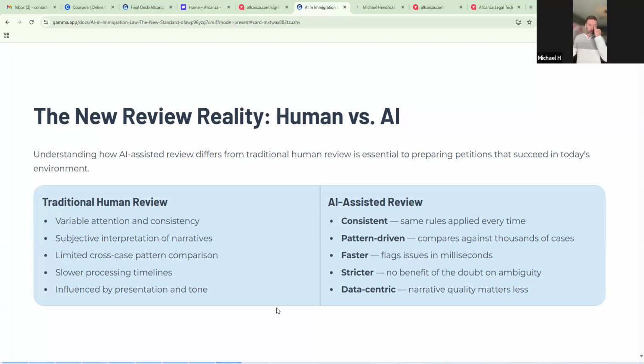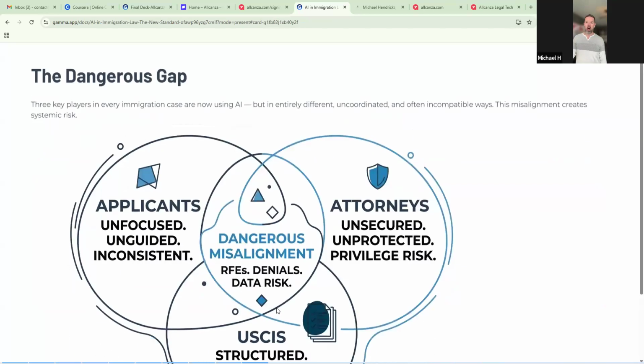So AI-assisted review is more consistent, pattern-driven, faster, stricter, and data-centric rather than biased on what I think. I've had situations where attorneys have told me an officer always denies El Salvadorian citizens for whatever they're asking for. Why? Not because they don't qualify, but because an El Salvadorian raped his daughter, and so now he hates El Salvadorians, and he takes that personal bias and puts it directly at those groups of people. Now, is that a legitimate reason to be upset at people? 100%. Maybe not a whole population of people, but the point is that AI helps us get rid of some of that stuff. So there's a lot of positives.